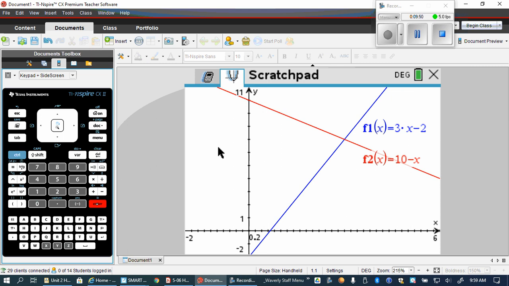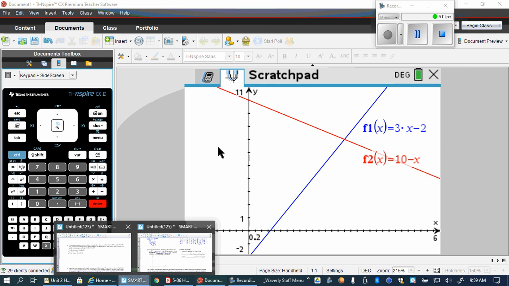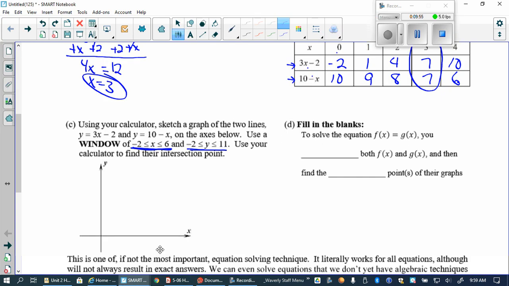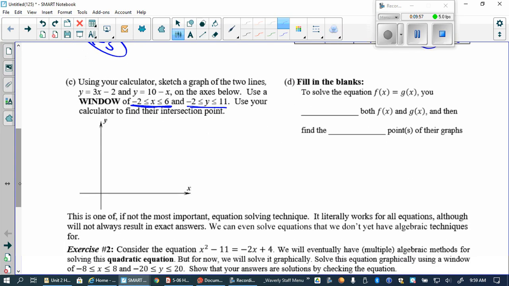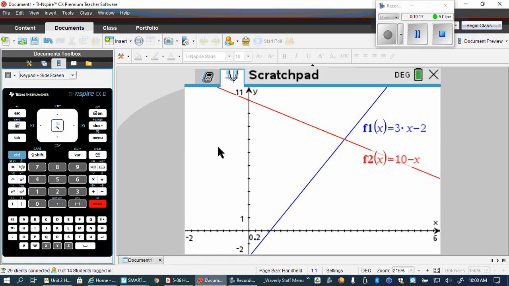So let's go make a quick sketch of this back in our notes. Doesn't have to be exact. All right? What does it look like? It's kind of like, let me just make it closer to right. So it's kind of like this here, and the other one up there. I'm not being super accurate here. But how do we find the coordinates of that intersection point on our calculator?